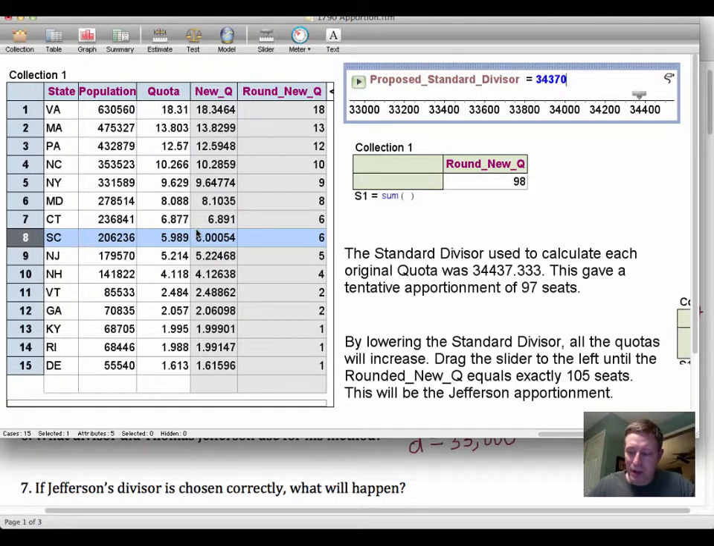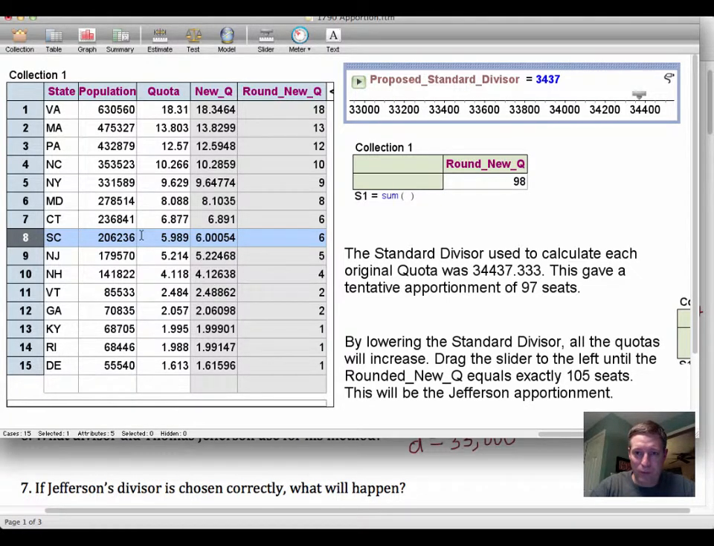If I divide by the number of seats that they're trying to earn, they've got 5.989 already, so they're trying to earn their sixth seat. If I take South Carolina's population and divide by 6, which is the number of seats they're trying to earn, I get 34,372. So let me just test that theory.